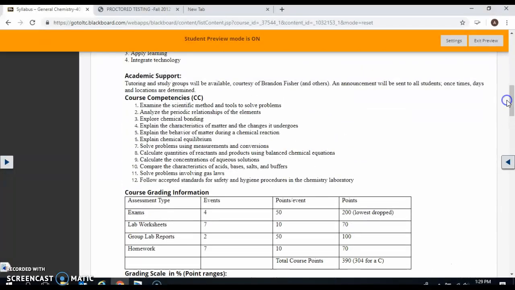Please make sure that you actually look at the syllabus from top to bottom, okay? So these are the course competencies. All of these things, folks, are going to be tested during the semester. So if you understand all 12 competencies, you're going to do well in the actual class. All right, and there are specific learning objectives per course competency as well.